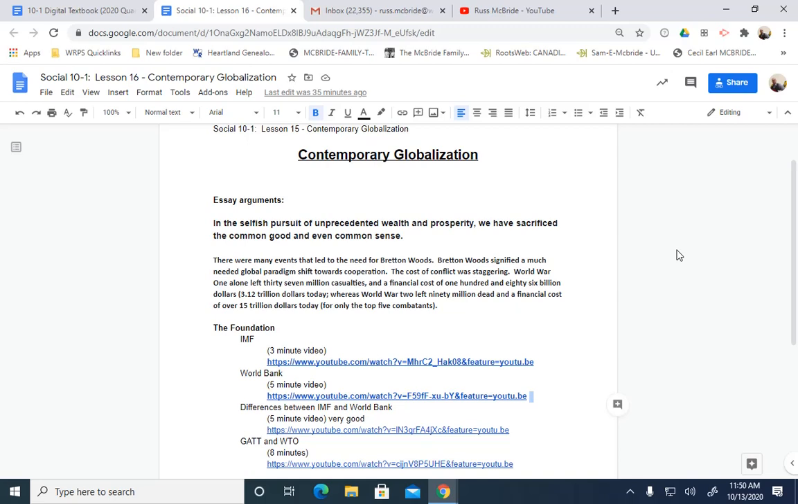The cost of conflict had been staggering. World War I alone left 37 million casualties. We saw a different report of 40 million. Financial cost of at least $186 billion. Some would suggest maybe trillions of dollars today. And World War II will leave maybe as many as 90 million dead. So at the end of World War II, the countries are thinking, we need to rethink the way we relate.